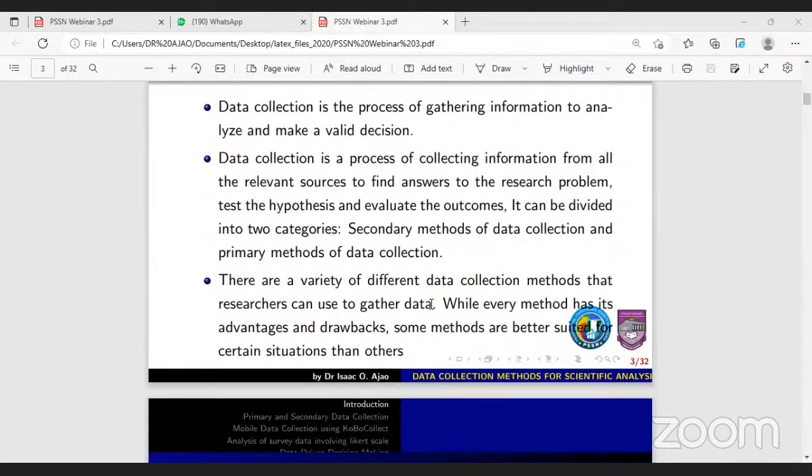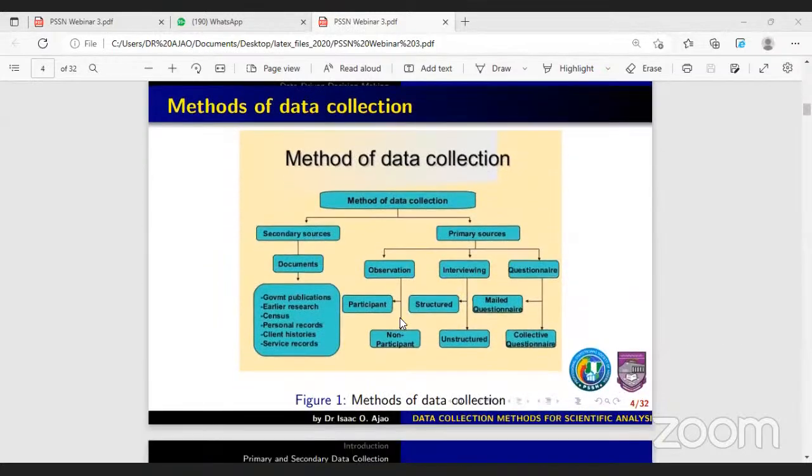There are a variety of different data collection methods that researchers can use to gather data, while every method has its disadvantages and drawbacks. Now, this is just the summary of data collection we have. There are many. It depends on the different fields we have. People in science may not use the one that somebody else is using. There are ones that they are using that I will not use, but it has to be the one that's going to give us a valid decision at the end of the day.